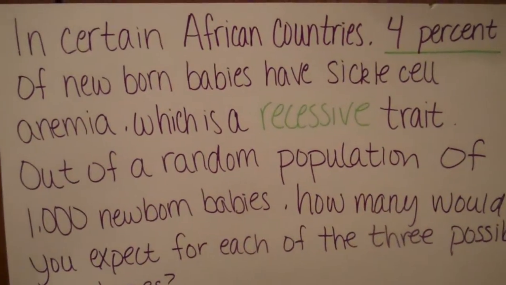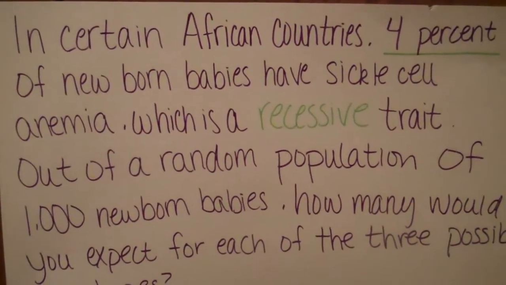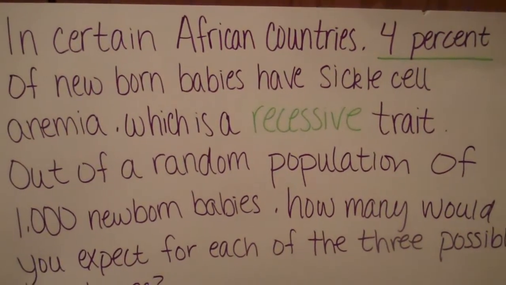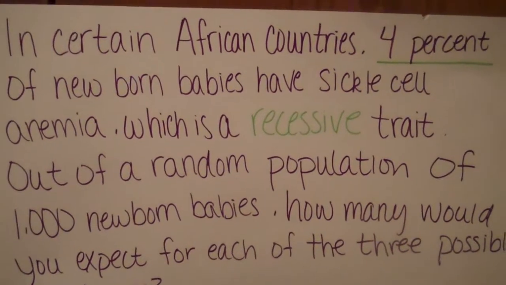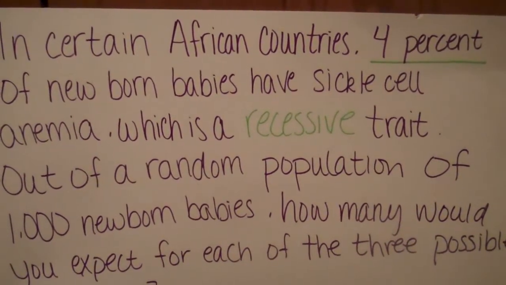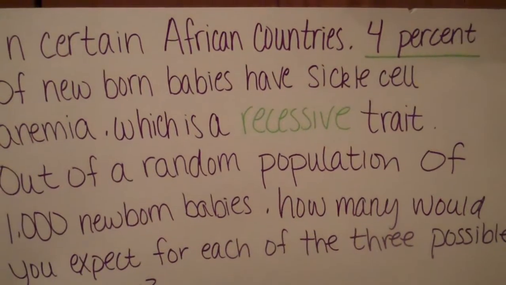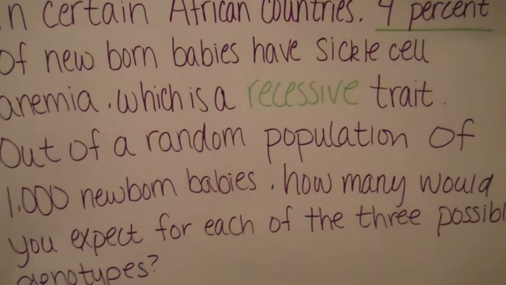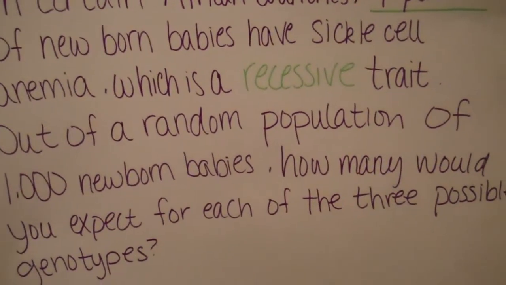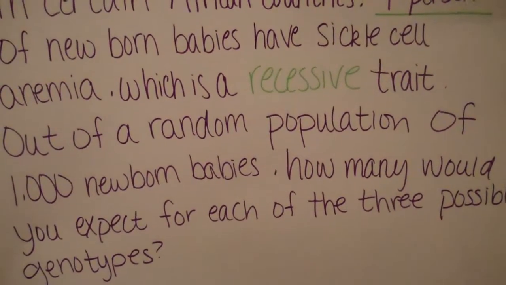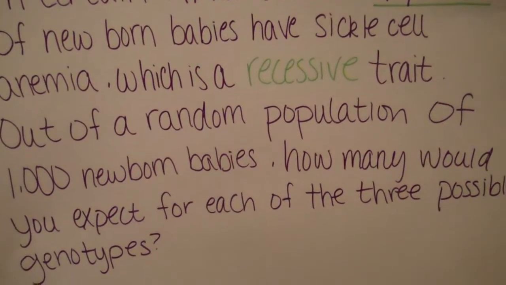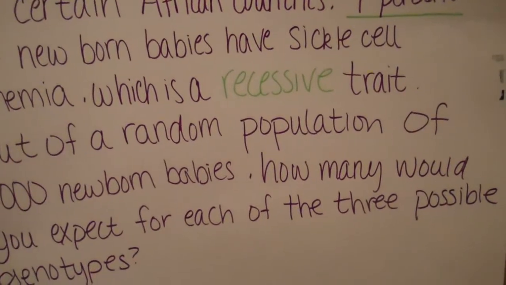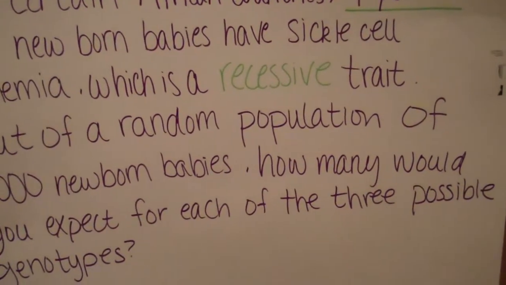Alright, here's a harder problem, and I'll walk you through it step by step. In certain African countries, 4% of newborn babies have sickle cell anemia. You can see that I have 4% underlined because that will be an important value in your equation, which is a recessive trait, and the 4% will be the recessive value. Out of a random population of 1,000 newborn babies, how many would you expect for each of the three possible genotypes? And the genotypes are again big A, big A, big A, little a, and little a, little a.